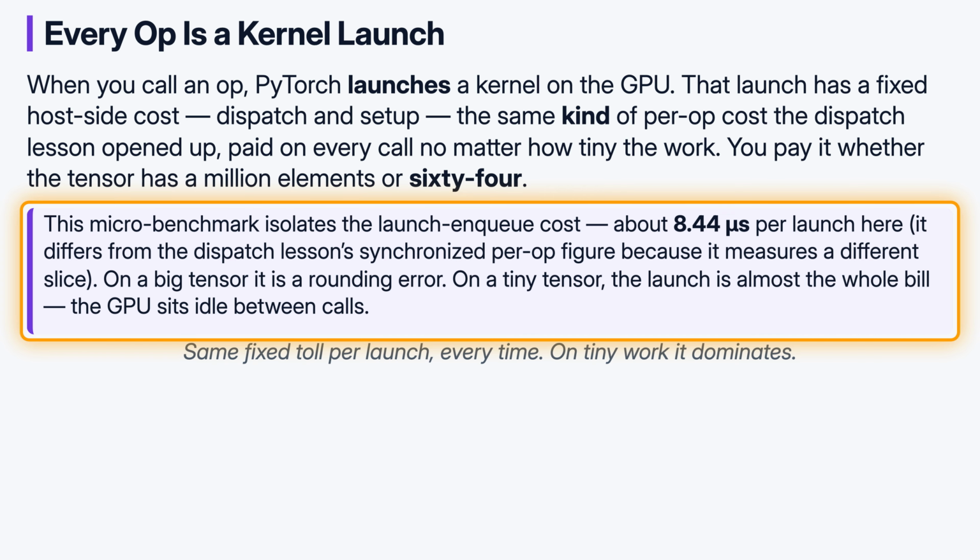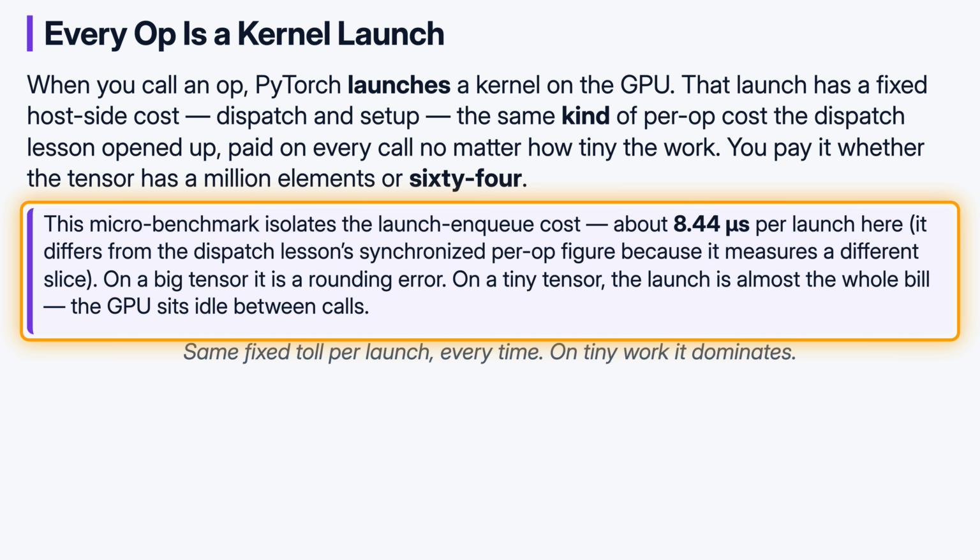This micro benchmark isolates one slice, the launching queue cost. Here it is about 8.44 microseconds per launch. That differs from the dispatch lesson's synchronized per op figure. It measures a different slice, so the two numbers are not equal.